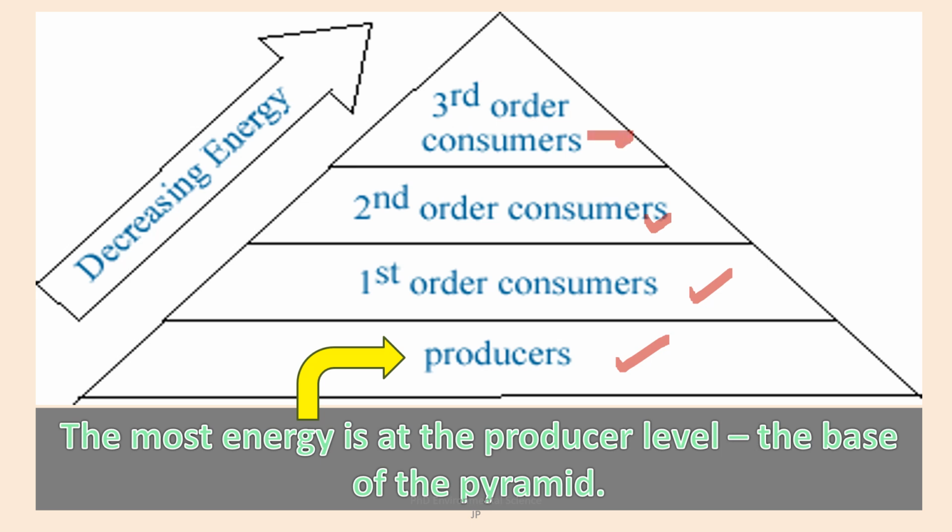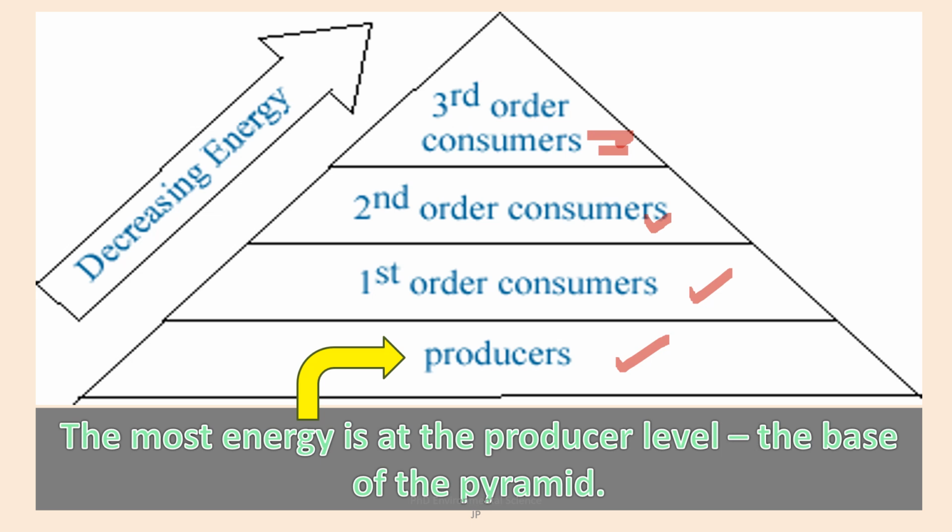Third order consumers, or tertiary consumers, are top predators that feed on secondary consumers. Examples are large predators like hawks, wolves, big cats. This level has the least energy available as it is at the top of the pyramid, with the highest energy loss through the trophic levels below.